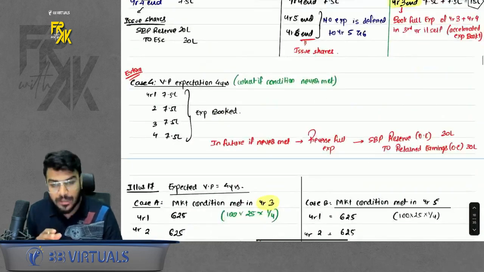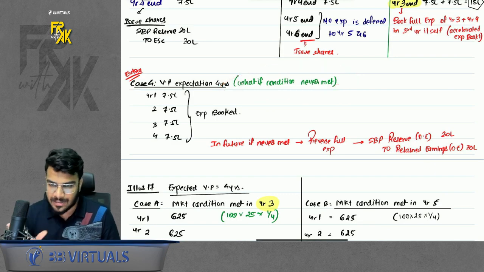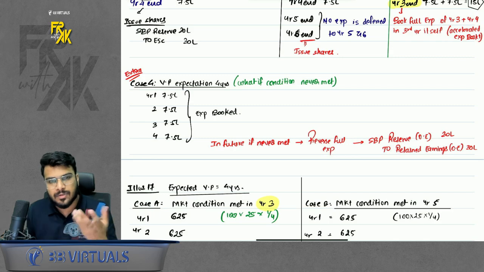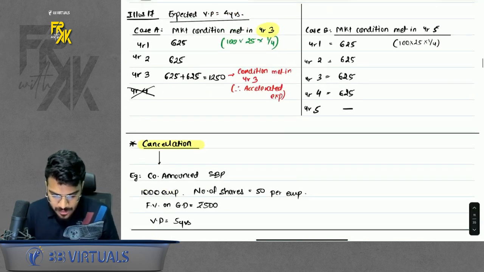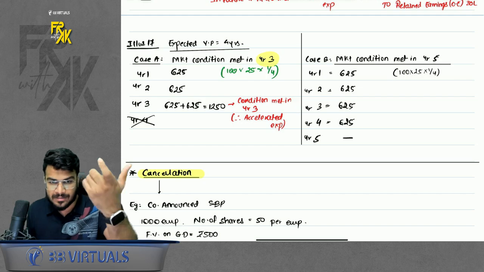Okay. Acha, what if the condition is never met? This extra case I discussed, not covered in your syllabus, but still, whatever it is never met. So whatever is the balance of SBP reserve, we will transfer to retained earnings. Simple. Based on that, we have illustration number 17. You can just refer. It is a very simple question based on the example I discussed.